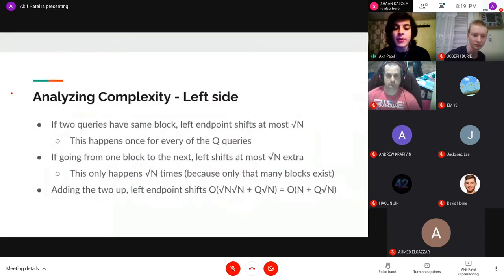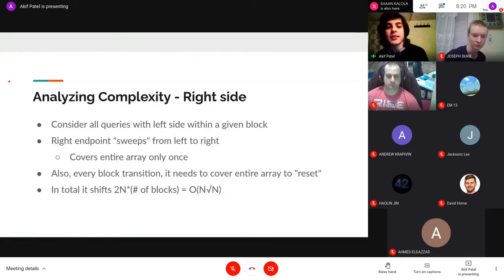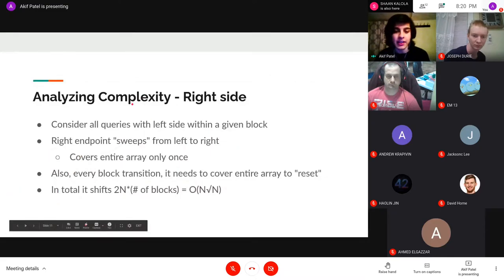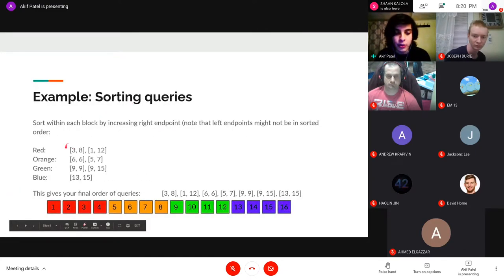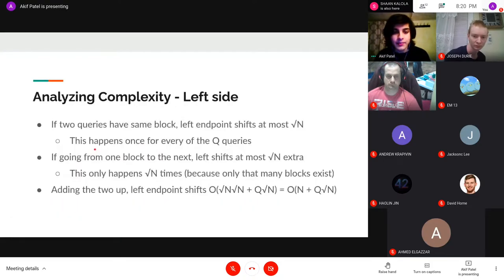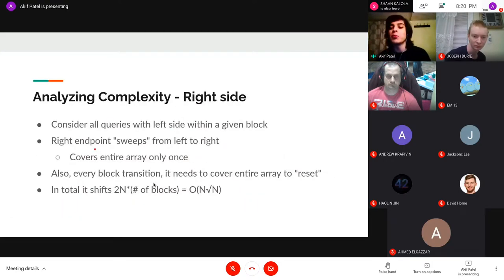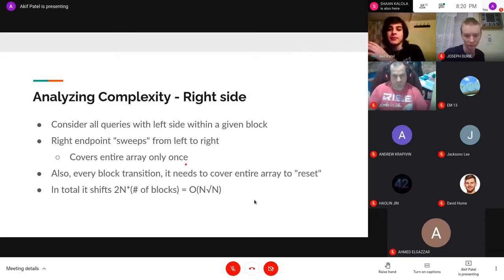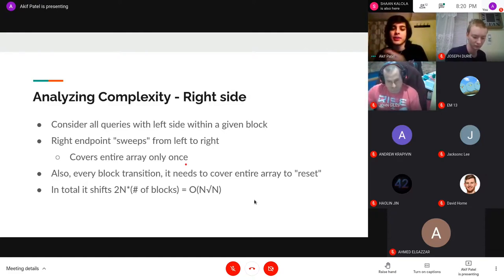Okay, so now we're going to tackle the right side, the right endpoint. So now consider all the queries with the left side within a given block. So let's say, all the queries in the red block, for example. In that case, remember that within a given block for the left endpoint, the right endpoints are just sorted normally, right? And so that right endpoint sweeps from left to right. It sweeps the entire array from left to right once, because it's in increasing order. So for every block for the left endpoint, the right endpoints cover the entire array in a sweep.